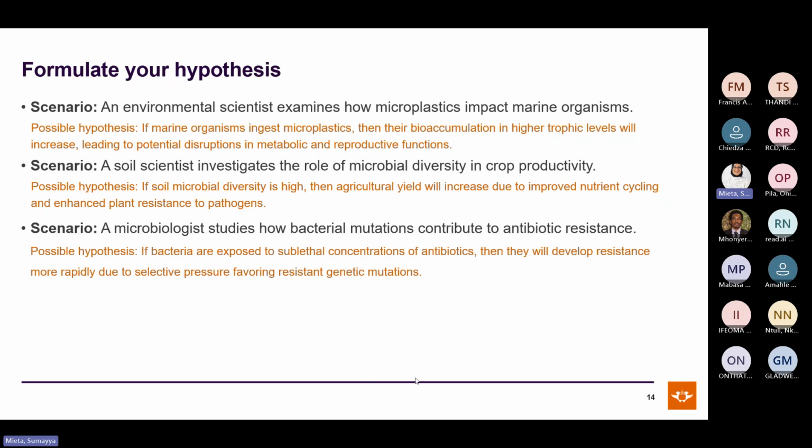And then the last one would be that if bacteria are exposed to sublethal concentrations of antibiotics, then they will develop resistance more rapidly due to the selective pressure favoring resistant genetic mutations. So if we administer antibiotics that do not actually kill off the microorganisms, but instead just give the bacteria an exposure to these antibiotics, these bacteria can then develop mutations that are adaptive to these antibiotics, and they will actually develop resistance.